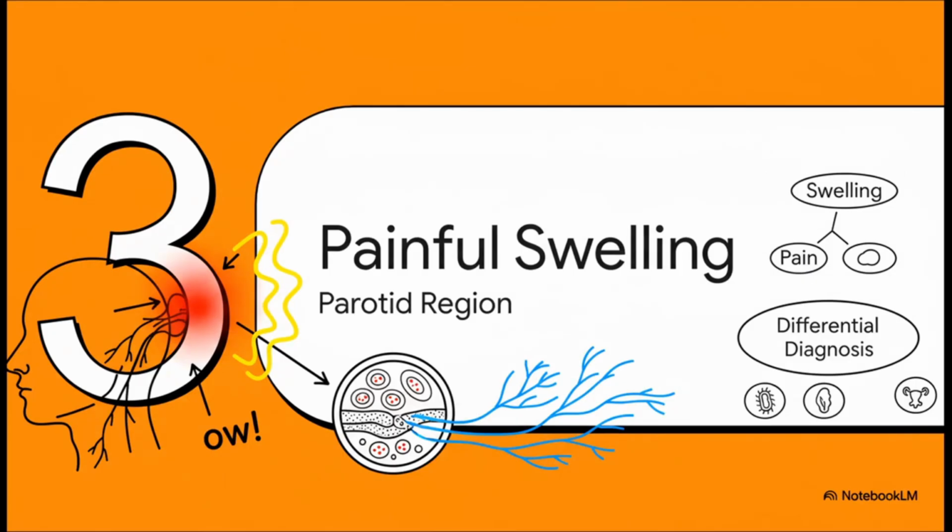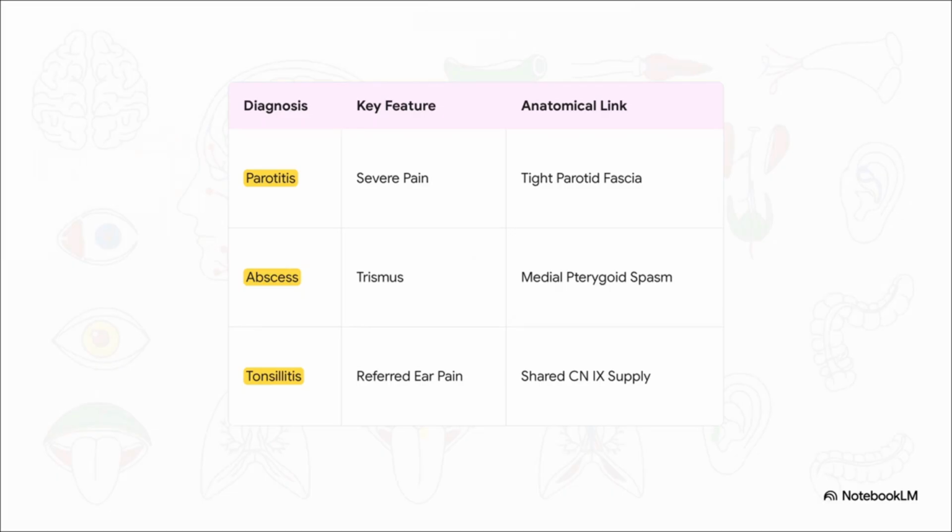Okay, on to our next case. This one involves a patient presenting with a painful swelling near the angle of the jaw. This is a very common scenario where a precise understanding of the anatomy is absolutely key to figuring out the differential diagnosis. When you're assessing this kind of swelling, your differential diagnosis is everything.